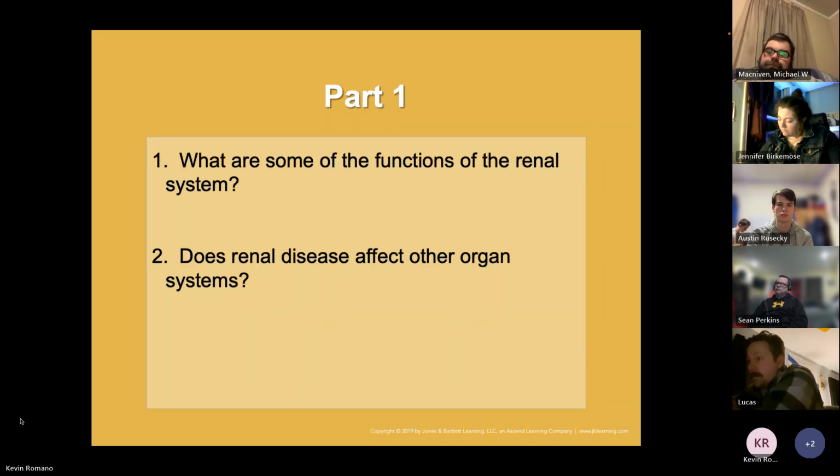All right. So, number one, what are some of the functions of the renal system? This is for you guys to answer.